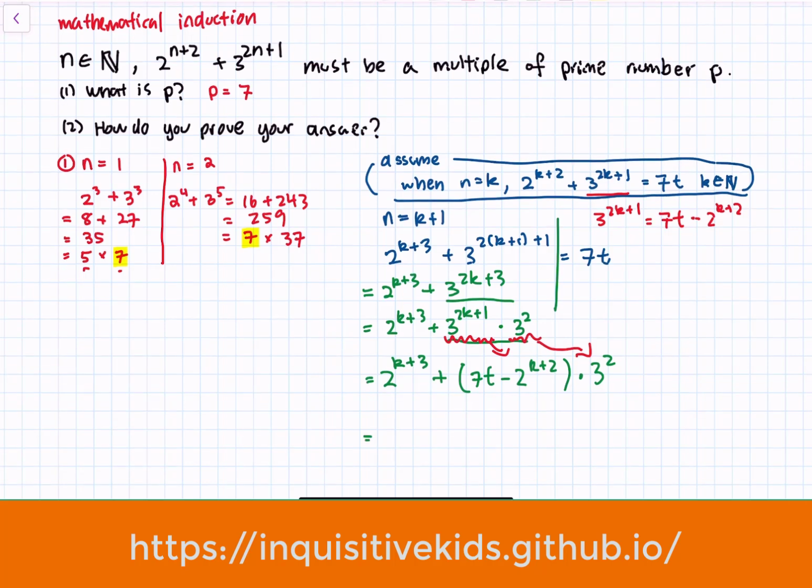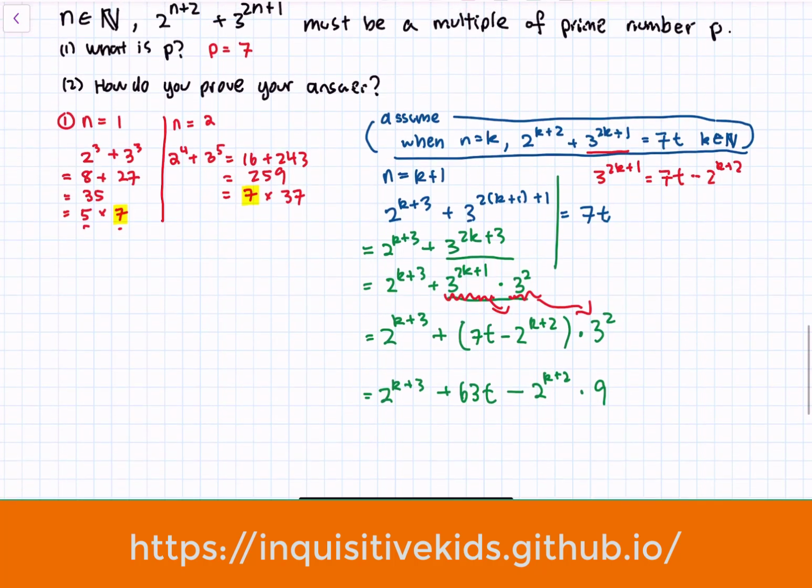We have 2 to the k plus 3 power plus 63t minus 2 to the k plus 2 power times 9. And we can simplify this a little bit.